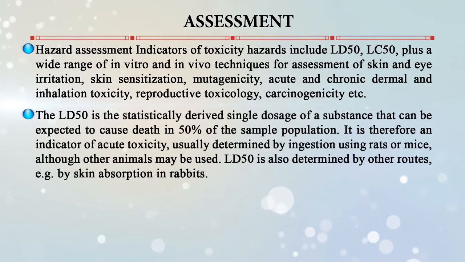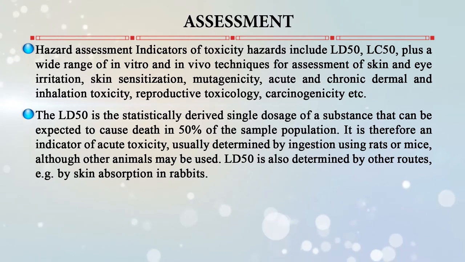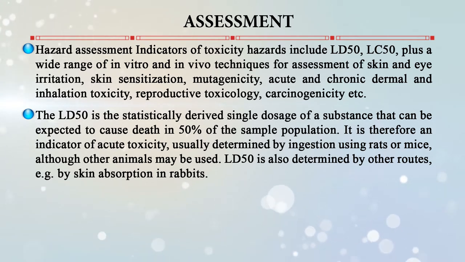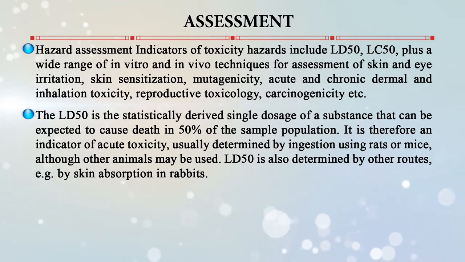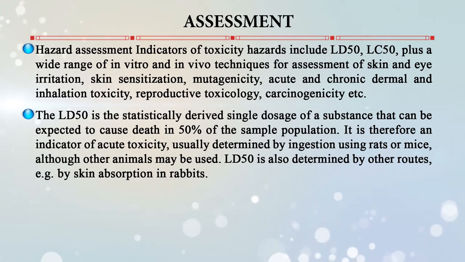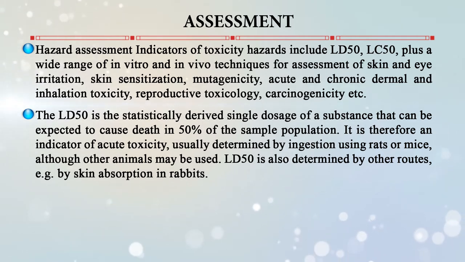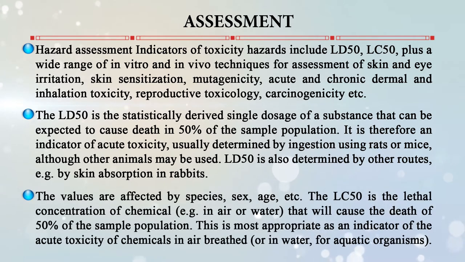So the LD50 is the statistically derived single dosage of a substance that can be expected to cause death in 50% of the sample population. It is therefore an indicator of acute toxicity. It is usually determined by ingestion using rats or mice, even though other animals may sometimes be used. LD50 is also determined by other routes, like skin absorption in rabbits. The values are affected by species, sex, age, like that.